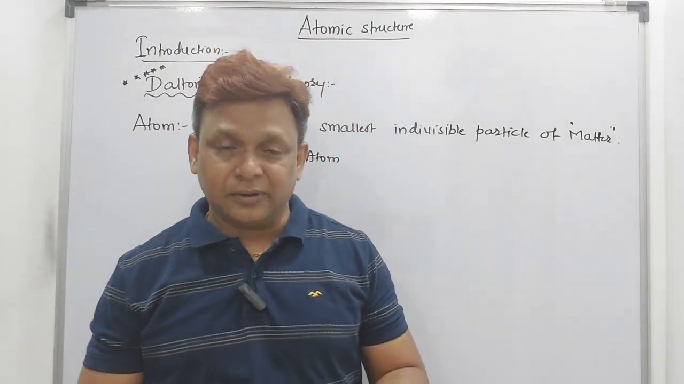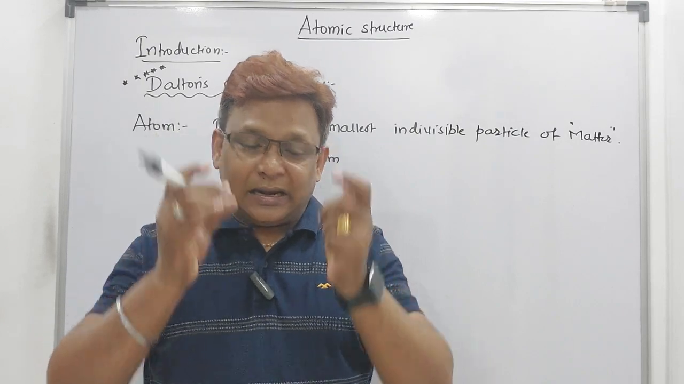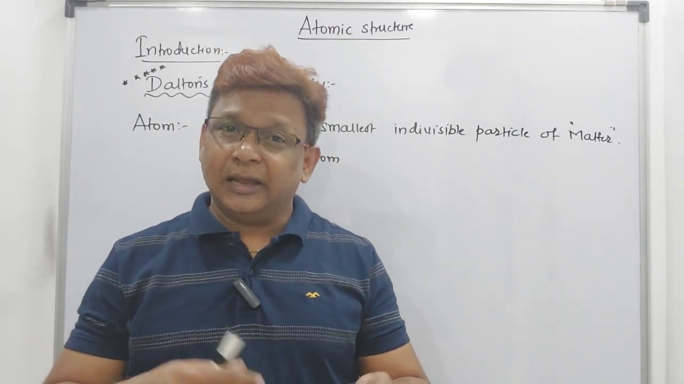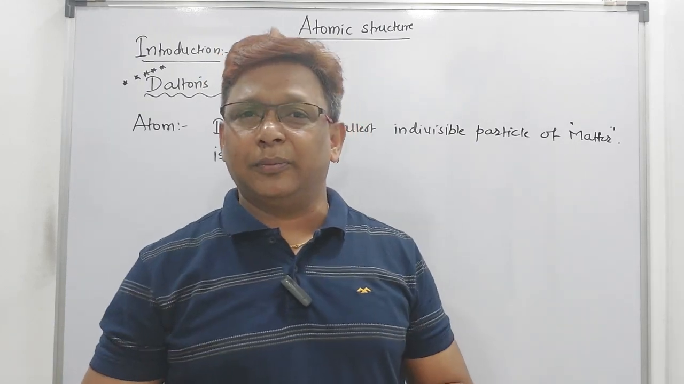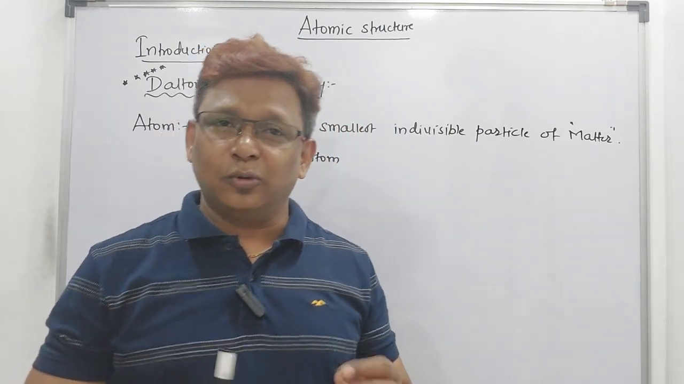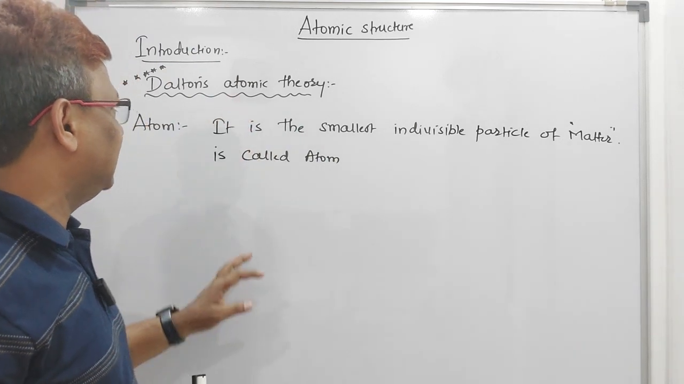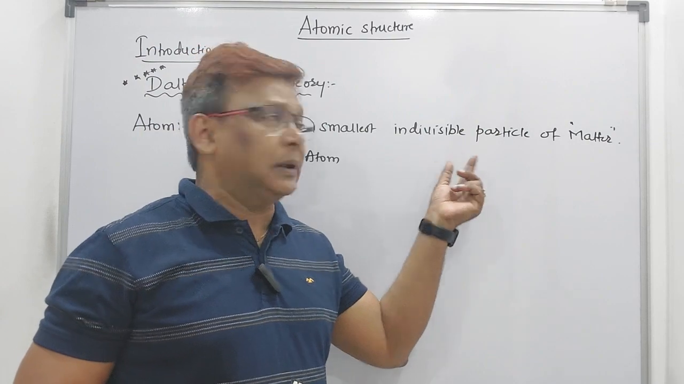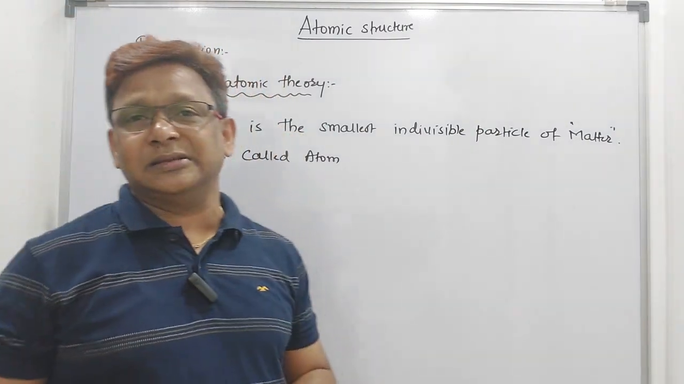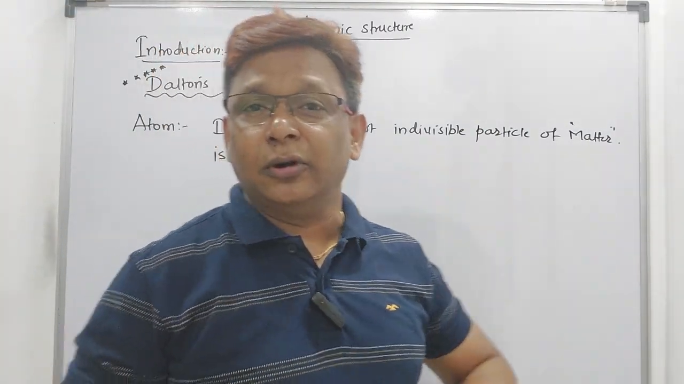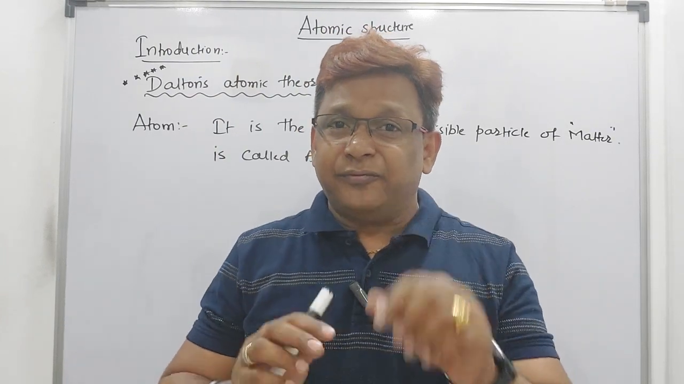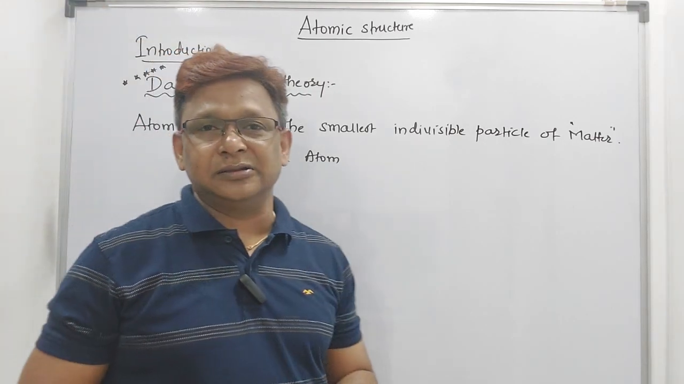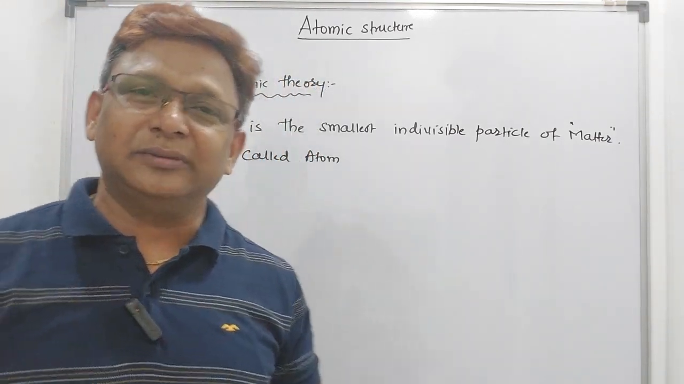That atoms of the same element have the same physical and chemical properties, and atoms of different elements have different properties, all that is there. But the core concept of Dalton's atomic theory is that according to Dalton the atom is the smallest indivisible particle of matter. Indirectly Dalton wants to say that further division of the atom is not possible. So this is the core concept of Dalton's atomic theory, right? Take a screenshot of this statement.